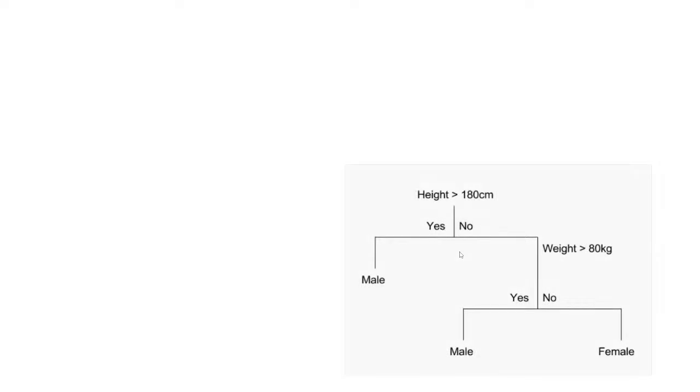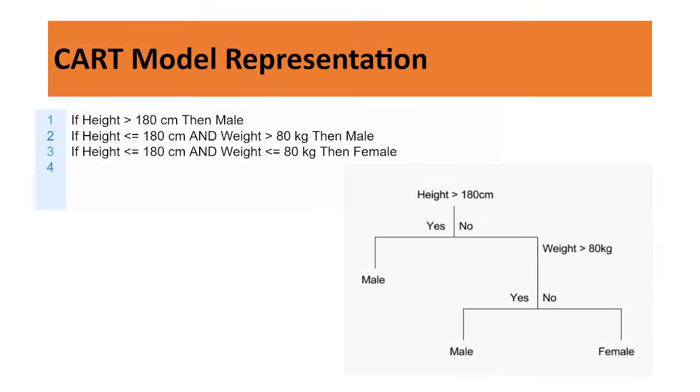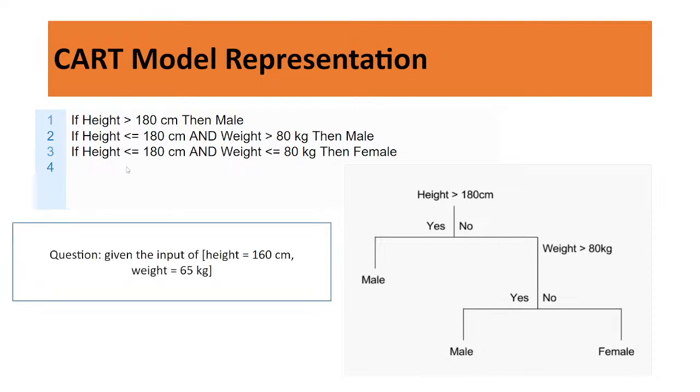Okay, I take another example. Here you can see the CART model representation in this figure. If the height is greater than 180 centimeter, then it will be male. If the height is less than or equal to 180 centimeter and weight is greater than 80 kg, then male. And if the height is less than or equal to 180 centimeter and weight is less than or equal to 80 kg, then female.